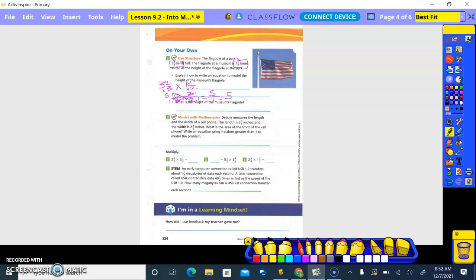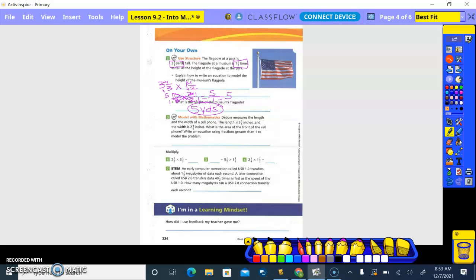So what is the height of the museum's flagpole? 5 yards. Now, is this yard square? No, because they didn't want the area. They just wanted to know how tall it was, right?